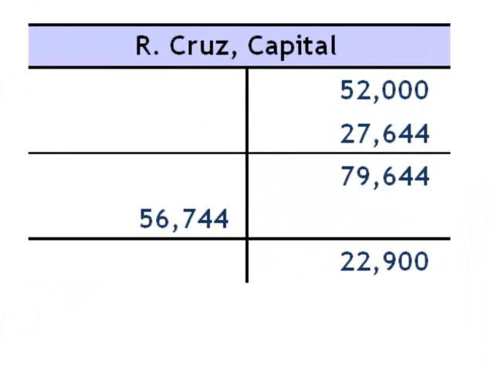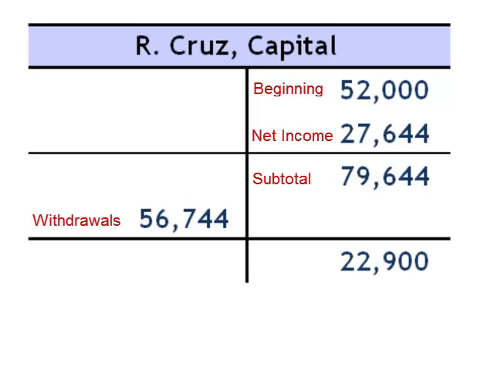When we look at the capital T account, we're really looking at the statement of owner's equity. Beginning capital, $52,000, plus net income, $27,644, gives us a subtotal of $79,644, less the owner's withdrawals, $56,744, is an ending capital balance of $22,900.